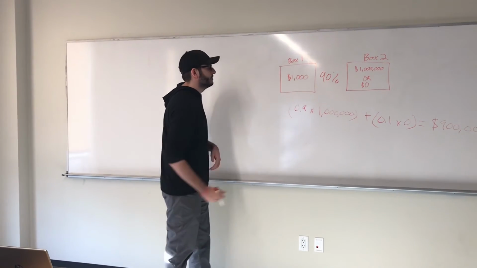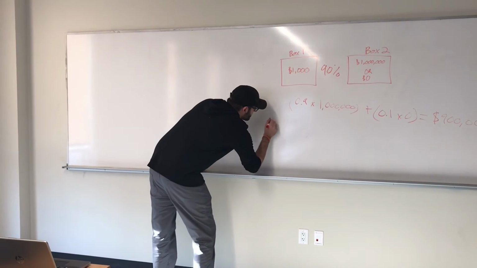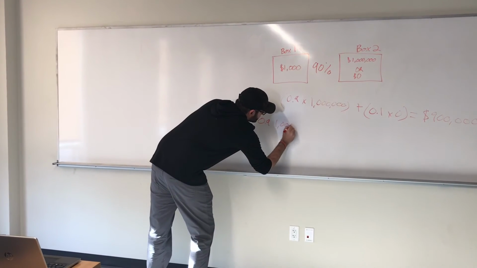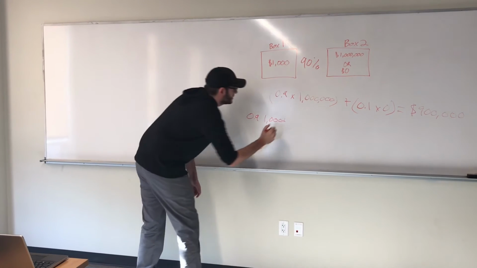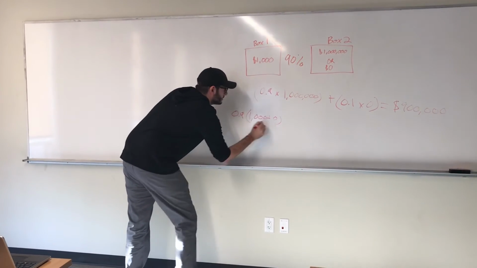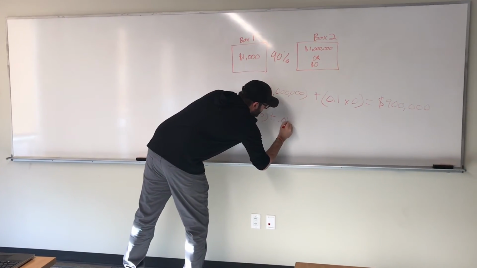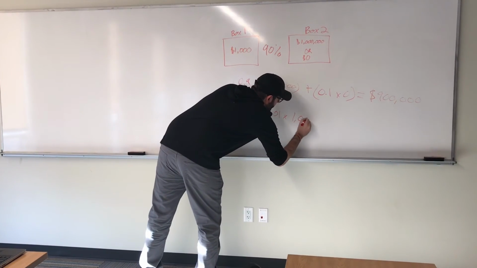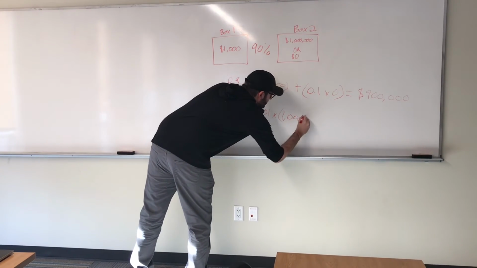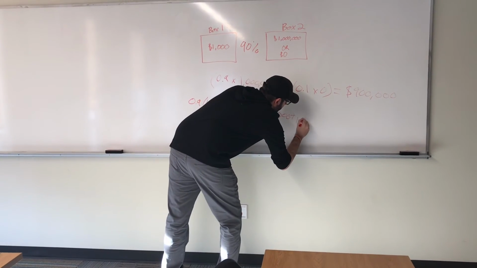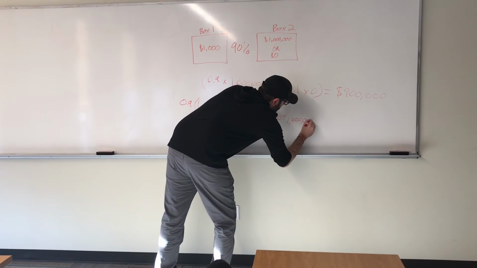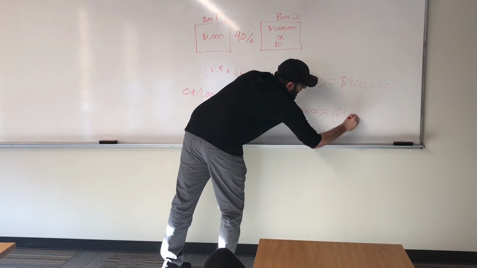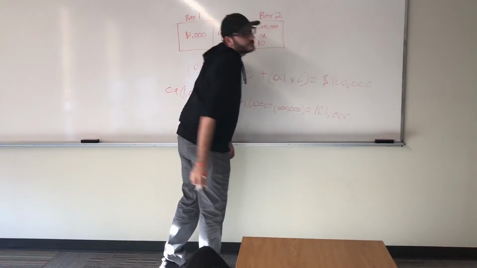Now let's calculate the value of taking both boxes. So we have 0.9 times 1,000 plus 0 plus 0.1 times 1,000 plus 1,000,000, which equals $101,000. So based on this, what's the best option?